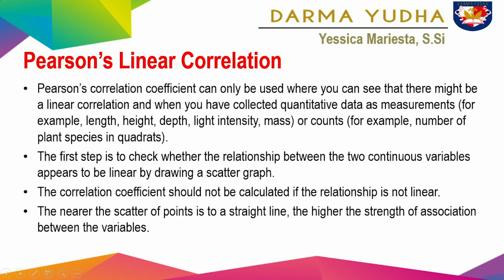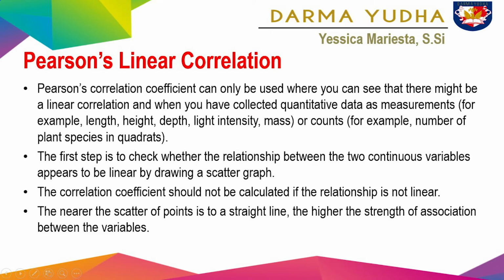Pearson's linear correlation. Pearson's correlation coefficient can only be used where you can see that there might be a linear correlation, and when you have collected quantitative data as measurements, for example, the length, the height, the depth, light intensity, mass, or counts, for example, the number of plant species in quadrats.